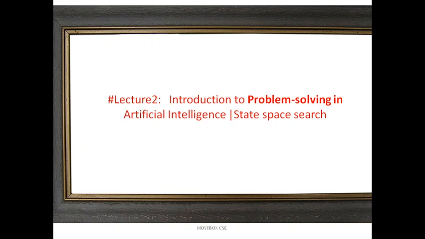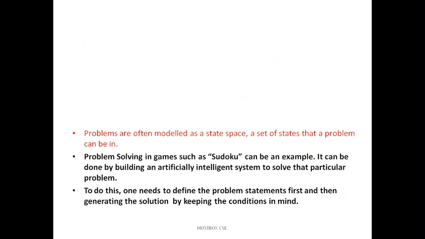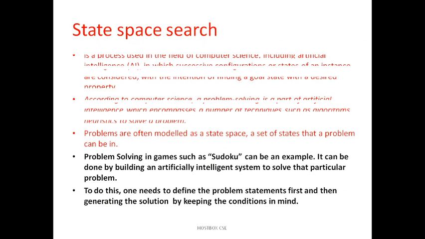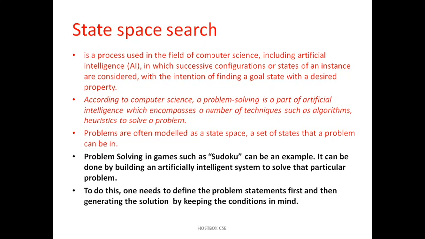Whenever we study artificial intelligence, what we learn day by day is that machines can think like humans, and finding the answer is artificial intelligence. That is why this is very important. Here we have to see the topic now: state space search. First get the idea of what state space search means. It's a process used in computer science, including AI, in which successive configurations or states of an instance are considered with the intention of finding a goal state with a desired property.